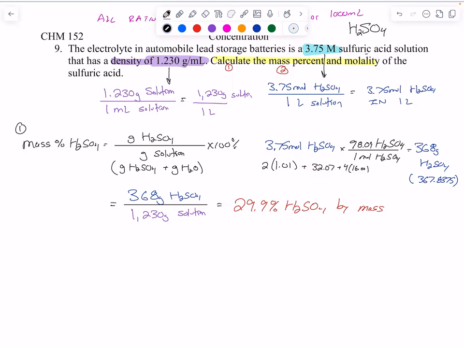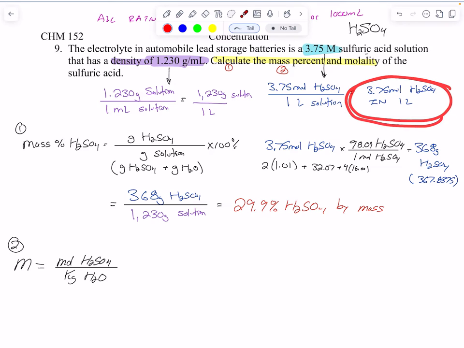Now we got to do the molality, number 2. And the molality would be what? Moles of H2SO4 over kilograms of H2O. So I have moles of H2SO4, the moles of H2SO4 in our 1 liter. There it is, there's our moles in 1 liter. So that is done. Now I need kilograms.